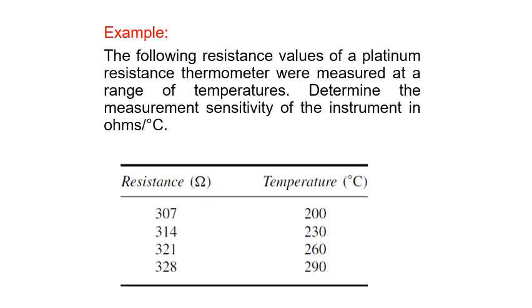Example: the following resistance values of a platinum resistor thermometer were measured at a range of temperatures. Determine the measurement sensitivity of the instrument in ohms per degree Celsius. When I measure the resistance, if the temperature is 200 degrees Celsius, the resistance is found to be 307 ohm. If the temperature is 230, the resistance is found to be 314 ohm, and so on. So what is the sensitivity?